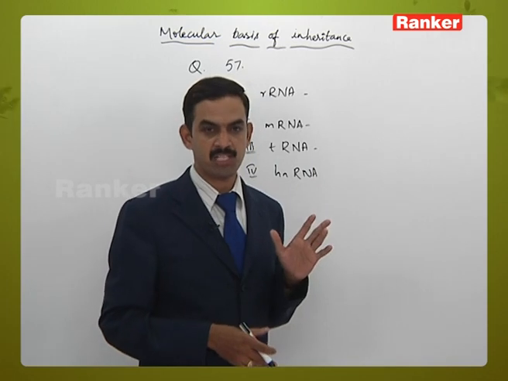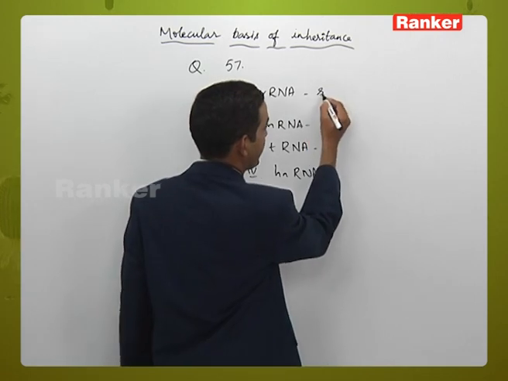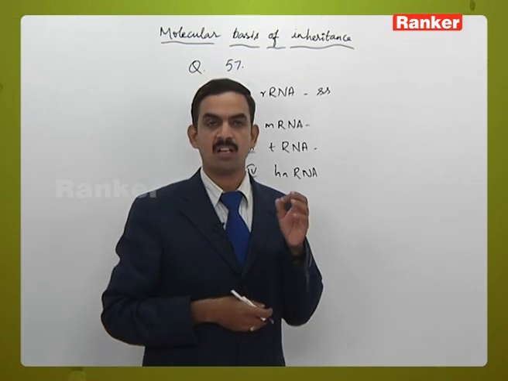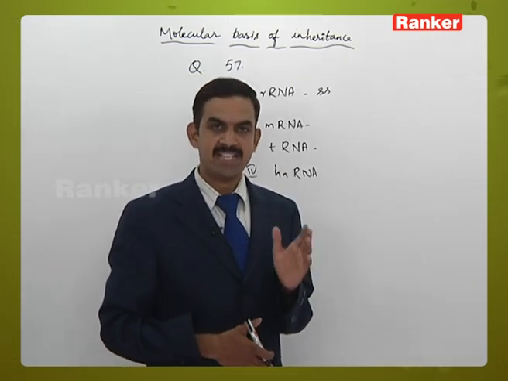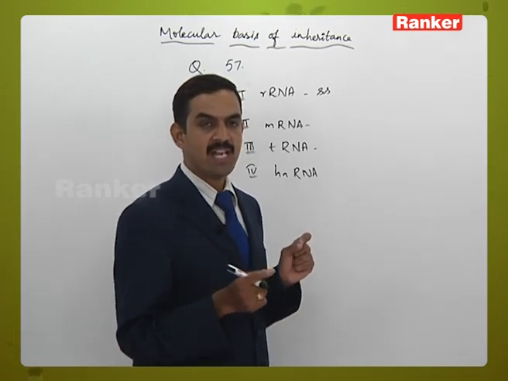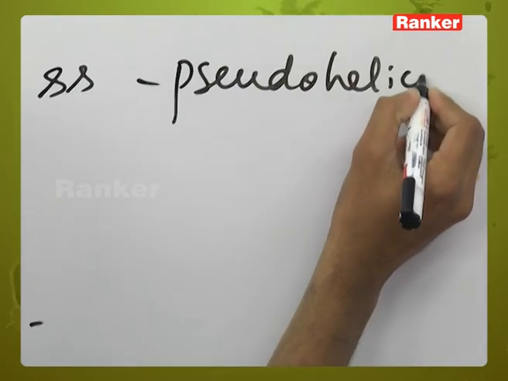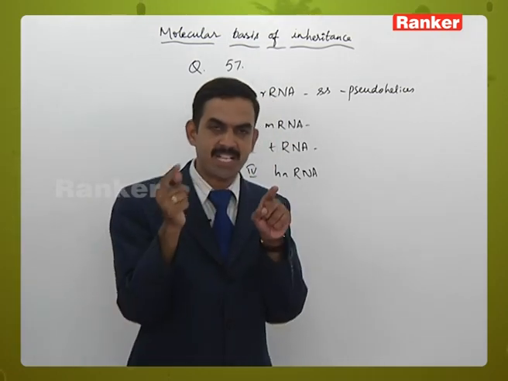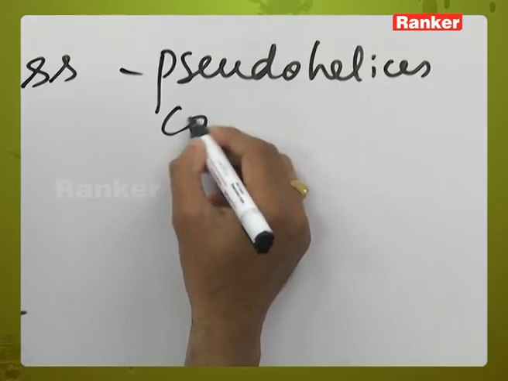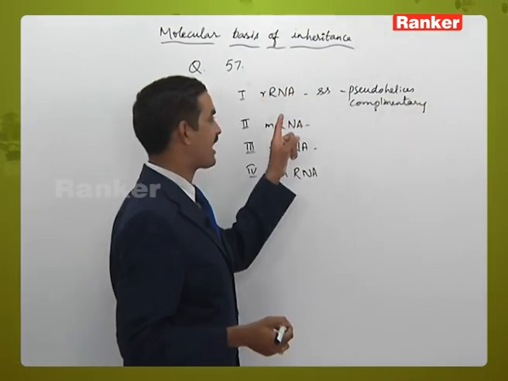Solution for question 57. The first one is ribosomal RNA. Ribosomal RNA is single stranded, and it does not form complementary pairing throughout, although it may form pseudo helices. Wherever in the pseudo helices complementary base pairs are coming, there is a chance of pairing. So there is a chance of complementary nature in this one, but not throughout the length of the rRNA molecule.